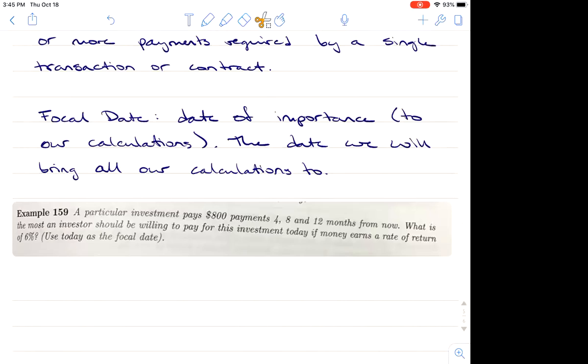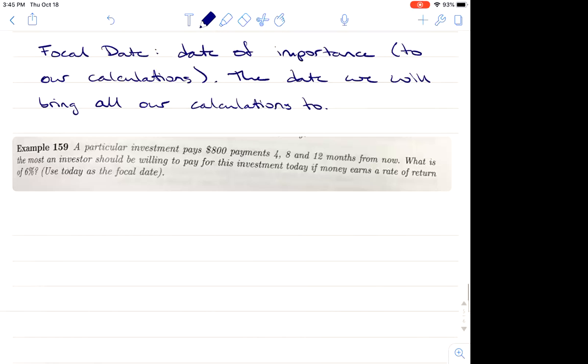Right, so how much is $800 4 months, 8 months, and 12 months from now worth today? Because you wouldn't want to pay more than that, because then it's not worth it. If you have to pay more than that, you can just invest your own money and have it pay you more than $800 at each interval. So there's going to be a chunk today that's going to be equivalent to this payment scheme, 800, 800, 800, and we're going to figure out what that is. Okay. So I feel a timeline coming on.